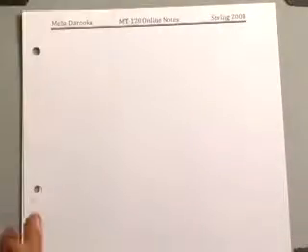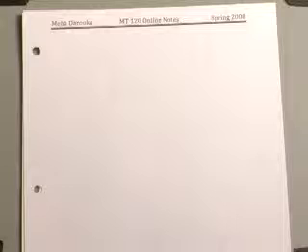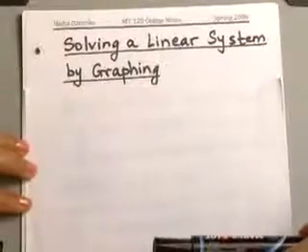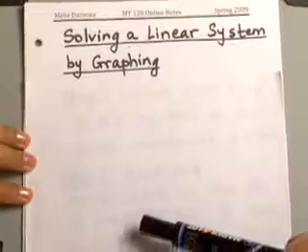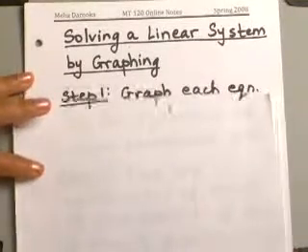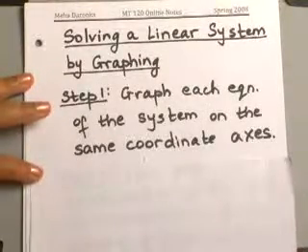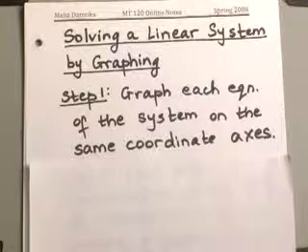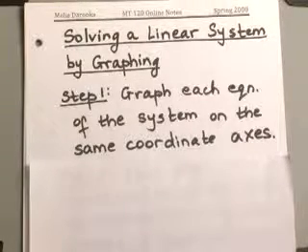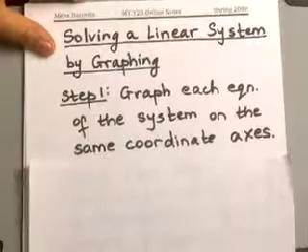Now let's do a quick recap of the steps involved in solving a linear system by graphing. Your first step, of course, will be to graph each of the equations in your system on the same coordinate axis. That's the first main thing.